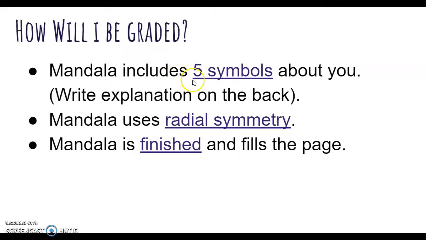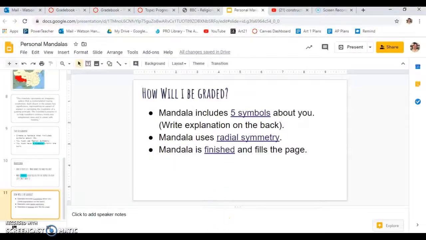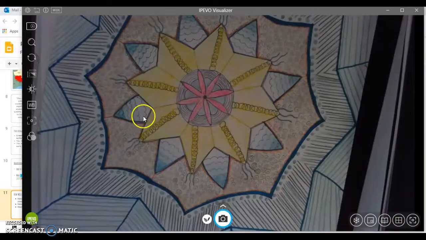But your mandala needs to include 5 symbols about you. You're going to write the explanation of these symbols either on the back or another sheet of paper. You're going to turn in photos of both. Your mandala has to use radial symmetry, and it has to be finished and fill the page. So if you don't fill the page, you won't get full credit. And by fill the page, I don't mean it has to be completely filled in everywhere. You can have some white space.